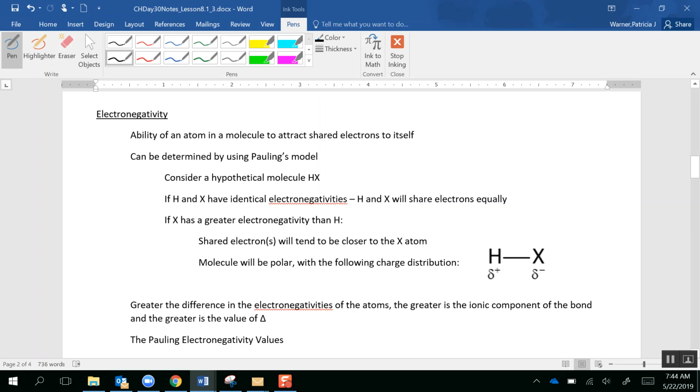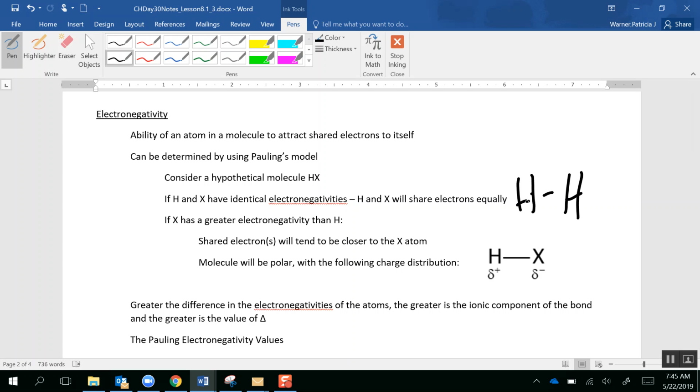Electronegativity is the driving force of determining if a molecule has a polar covalent bond. And electronegativity was first analyzed by Linus Pauling, and he defined it as the ability of an atom in a molecule to attract electrons to itself. So in this example here, it says, consider a hypothetical molecule HX. If H and X have identical electronegativities, or the ability to attract electrons to itself, they'll share electrons equally. So H and H are going to have the same electronegativities, and so they're going to share electrons equally.